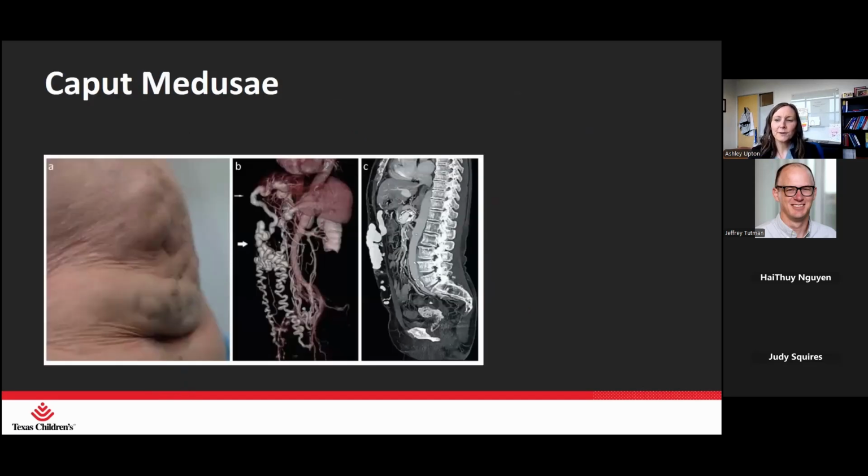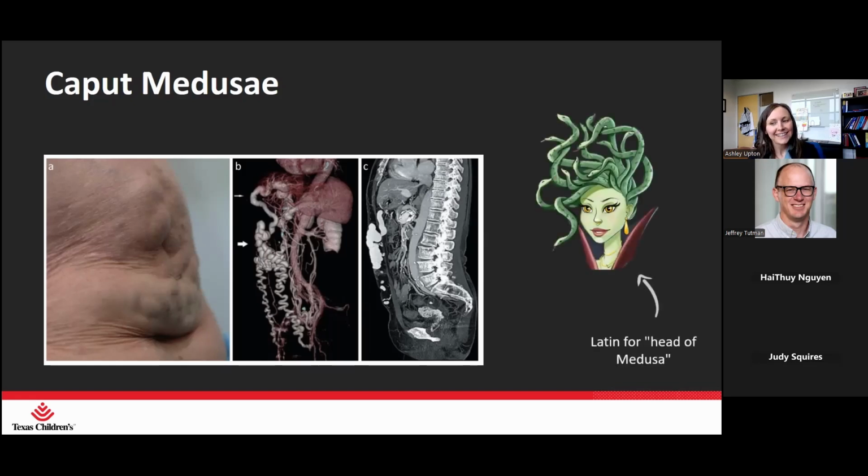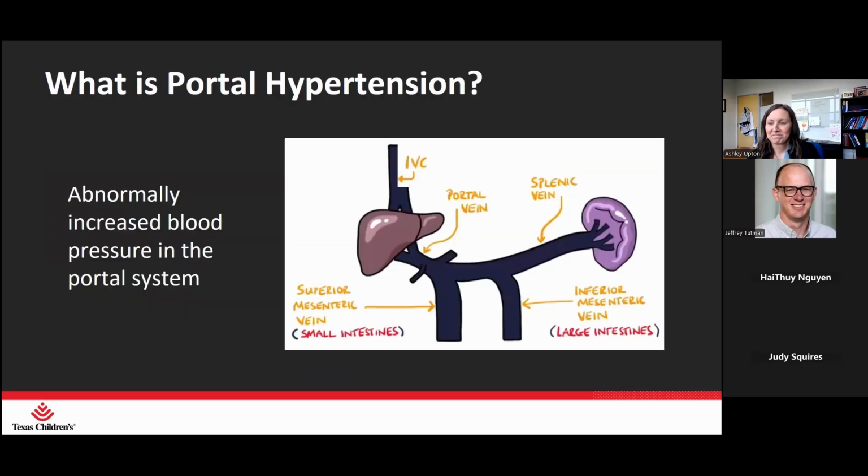In case you didn't know what caput medusa was, this is a clinical and radiological finding, and it can be seen in patients with severe portal hypertension. Here's a physical image of a patient with caput medusa with correlating CT findings showing those dilated superficial paraumbilical veins running along the anterior abdominal wall. Interestingly enough, caput medusa is Latin for the head of Medusa. And I think it does kind of resemble her head of snakes.